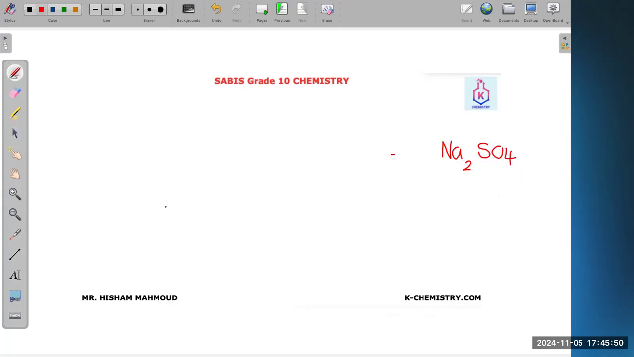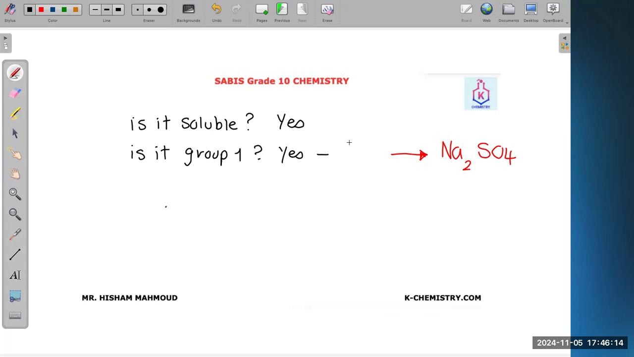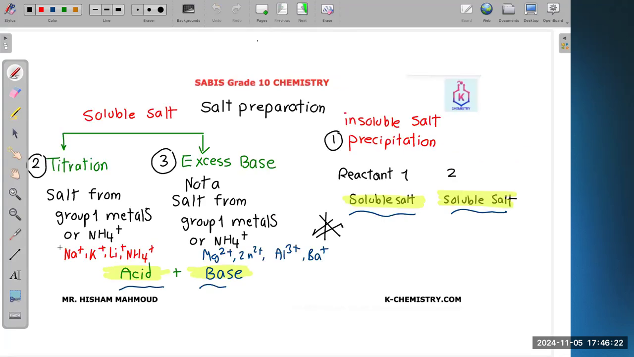Is this soluble or insoluble? This is soluble. Yes. So I will choose either titration or precipitation with excess base. Is it group 1? Yes. So I will choose the titration method. For titration it must be group 1, either group 1 metals or ammonium, then it will be titration.